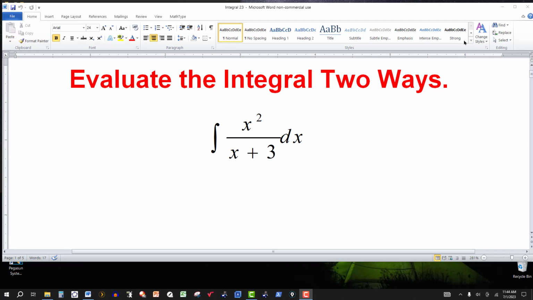In this video, we want to evaluate this particular integral here two ways. You want to give this a try? Go ahead and pause the video. I'll be right back.